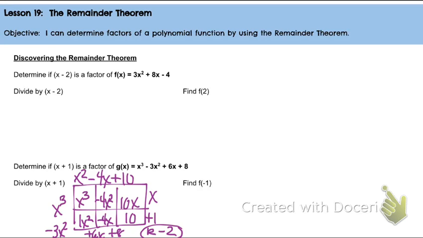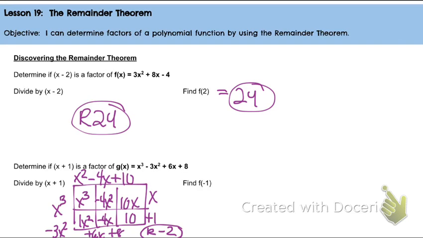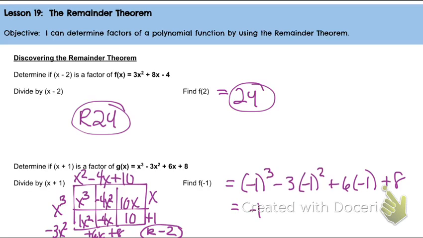Also, if I find f of negative 1, so hang on really quick, I just wanted to put on here those things. f of negative 1 equals negative 1 cubed minus 3 times negative 1 squared plus 6 times negative 1 plus 8. So that's going to be negative 1 minus 3 times 1 is negative 3 minus 6 plus 8, and that's going to be negative 2.